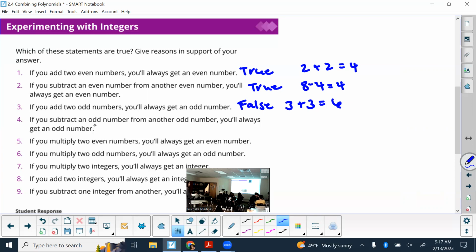If you subtract an odd number from another odd number, you'll always get an odd number. And what's your justification? 17 minus 7, both are odd numbers, but you get 10, which is even. So that's justification enough. Table 3. If you multiply 2 even numbers, you'll always get an even number. True or false?